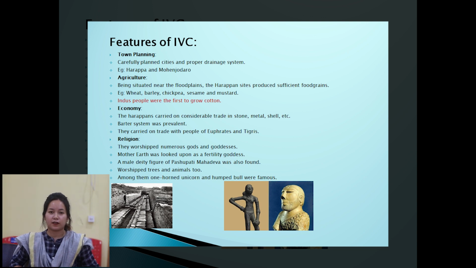Then next we come to the feature of the Indus Valley Civilization, which is its script. The Indus Valley people used scripts which were mainly full of symbols and signs. They didn't have any written script. The script which the Indus Valley people used could not be deciphered till now, and researchers are still trying to decipher it.